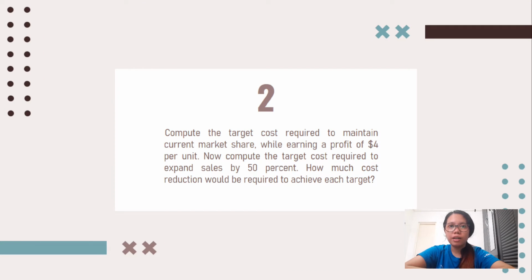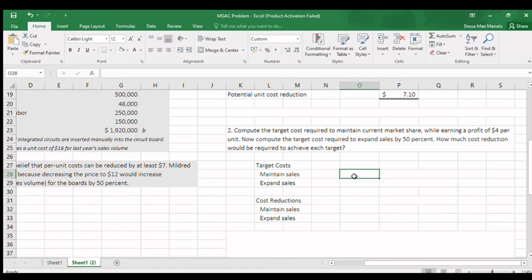Next is to compute the target cost required to maintain current market share while earning a profit of $4 per unit. Now compute the target cost required to expand sales by 50%. How much cost reduction would be required to achieve each target? First, we need to get the target cost. For the maintained sales, it is 14 minus the profit of 4, while for the expanded sales, it is 12 minus 4.